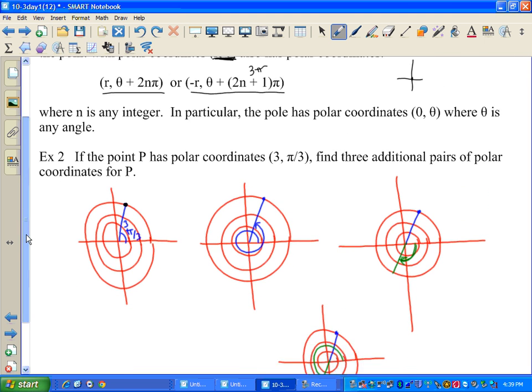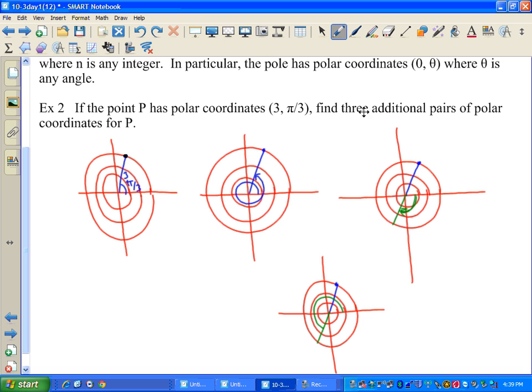In example 2, if the point P has polar coordinates 3, pi over 3, we're going to find 3 additional pairs of polar coordinates for P. So here's the point that we're looking at, 3, pi over 3. If we start at that angle and go all the way around the circle, we get to the exact same point. So we would take pi over 3 and add 6 pi over 3, which is 2 pi. So I could have the coordinates 3 comma 7 pi over 3.